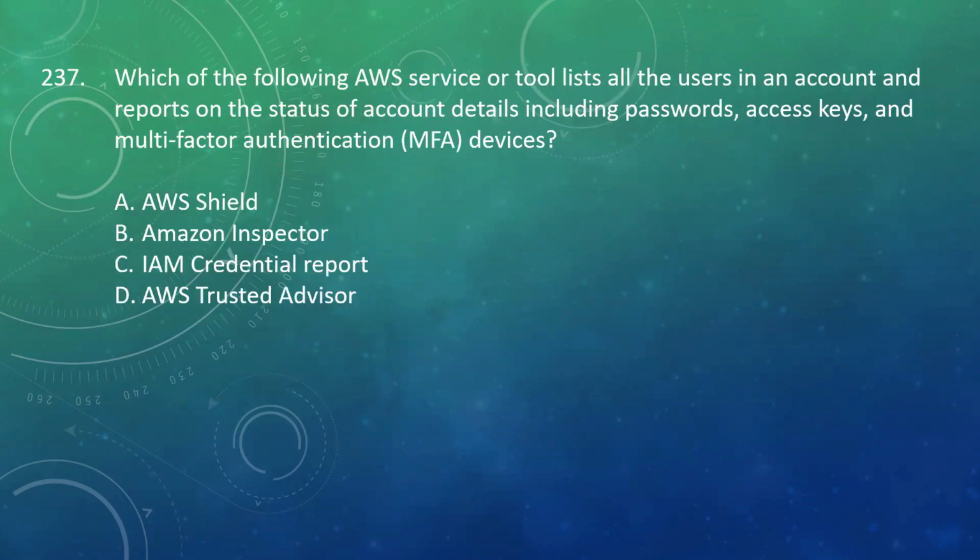Which of the following AWS services or tools lists all the users in an account and reports on the status of account details, including passwords, access keys, and multi-factor authentication devices? Options being AWS Shield, Amazon Inspector, IAM Credential Report, AWS Trusted Advisor.